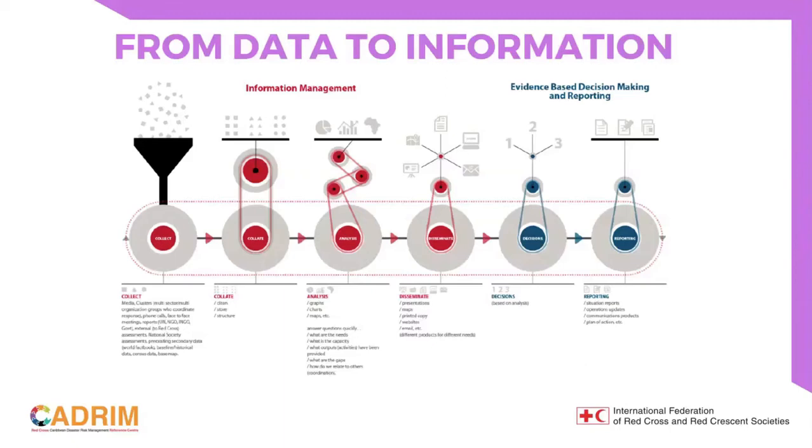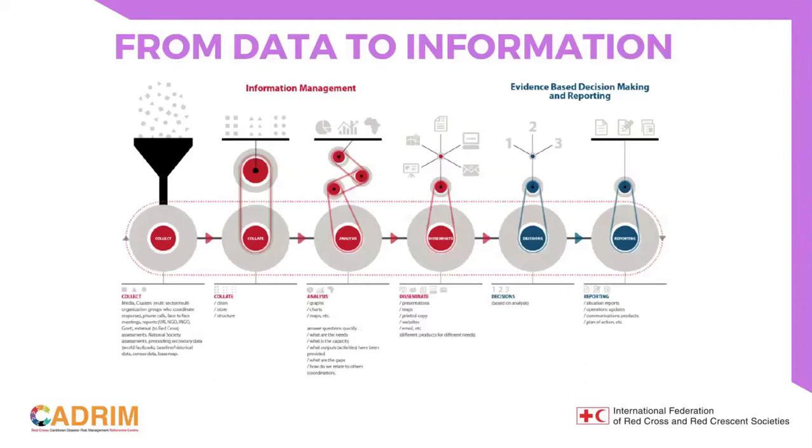And to transform that data into information, we will need to follow some stages, which is called the information management cycle. And that information management cycle is composed of 4 stages mainly. The first one is collect, the second one is collate, the third one is analysis, and the fourth one is disseminate. So we are in the information management cycle. We are collecting.